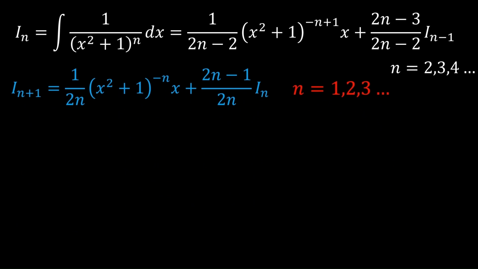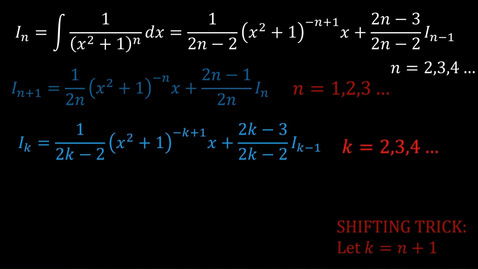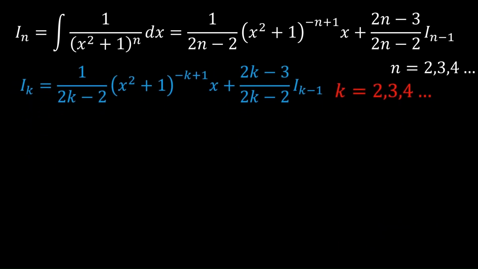Well, don't fear, because we can use the shifting trick. Let k equal n plus 1. That will give you this. The previous formula was valid for n equals 1, 2, 3, etc. So this new one is valid for k equals 2, 3, 4, 5, etc.